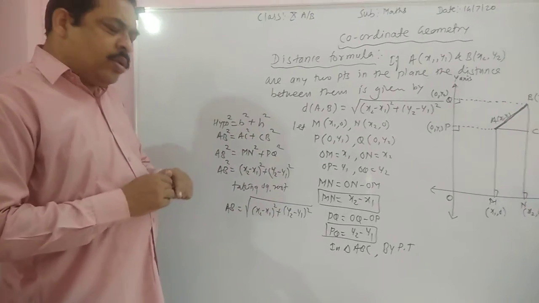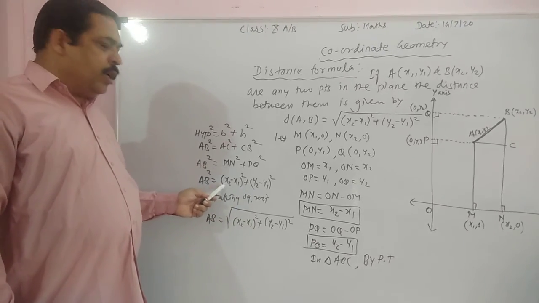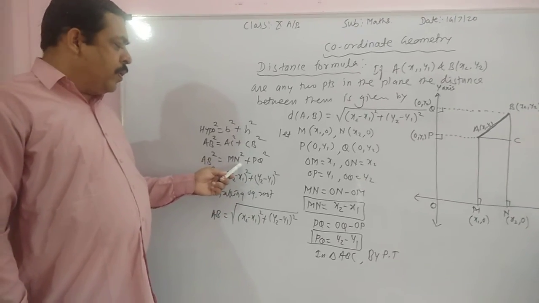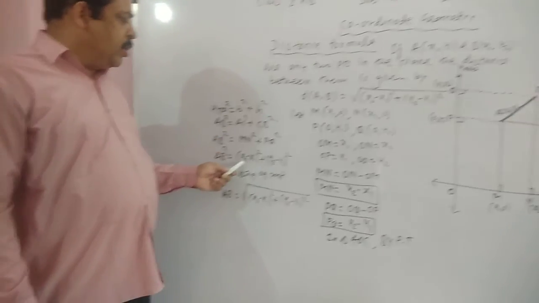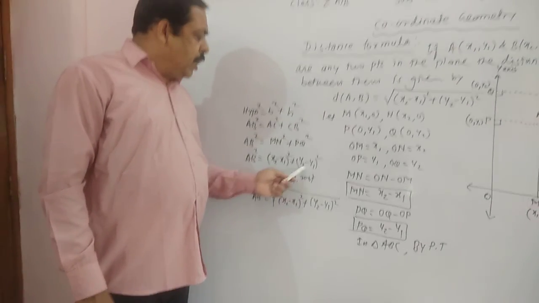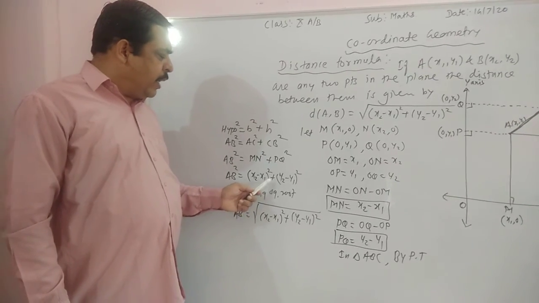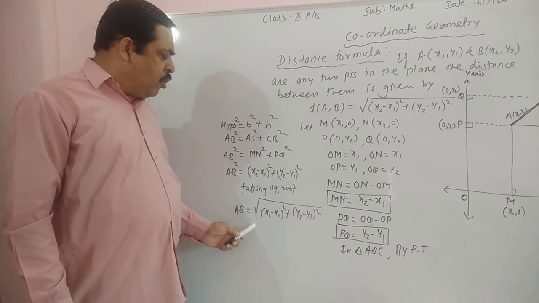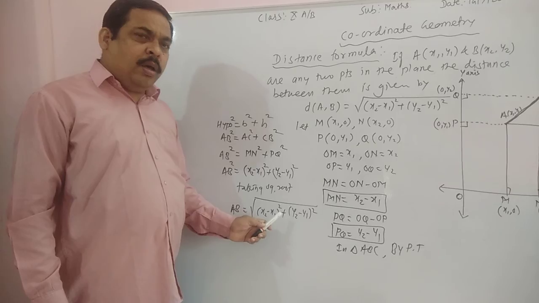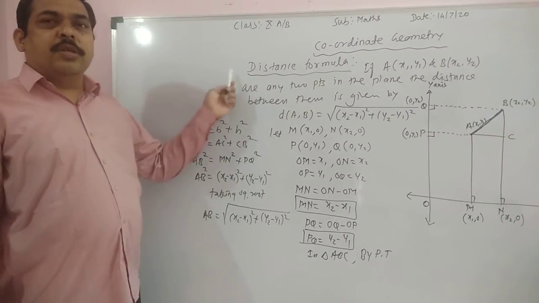Many students make a mistake while taking the square root. They suppose that since (x2 minus x1) whole square is there, the square root of this is x2 minus x1. But in between those two terms there is an addition. We can't take the square root directly like that. Therefore AB is equal to under root (x2 minus x1) whole square plus (y2 minus y1) whole square. This is the proof of the distance formula.